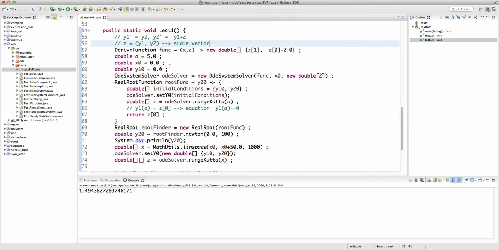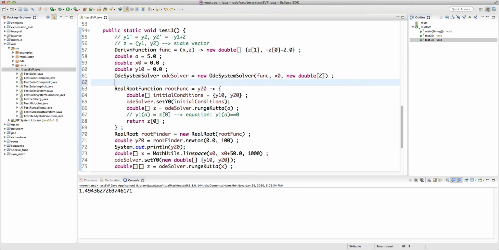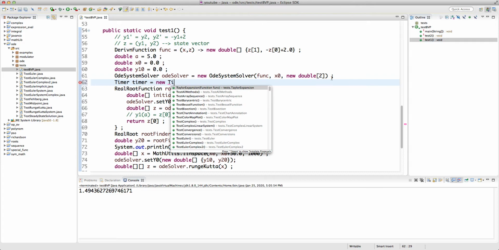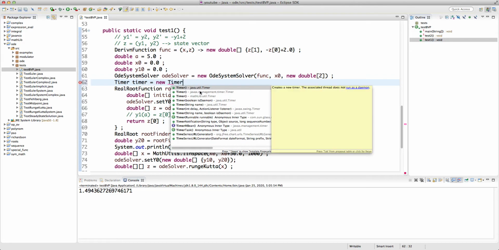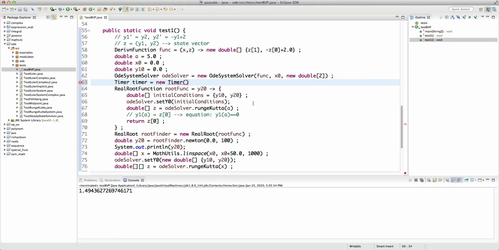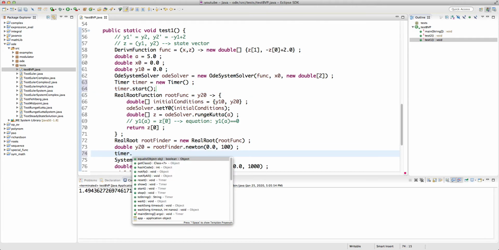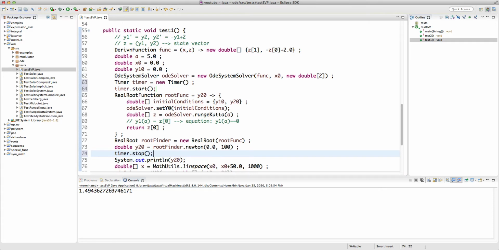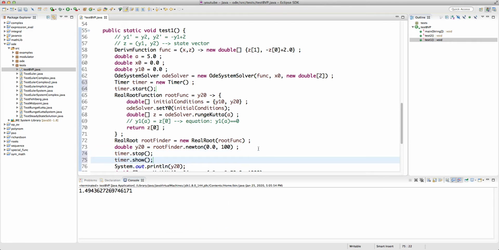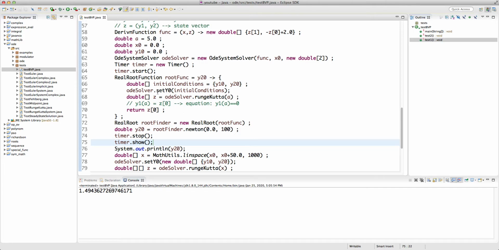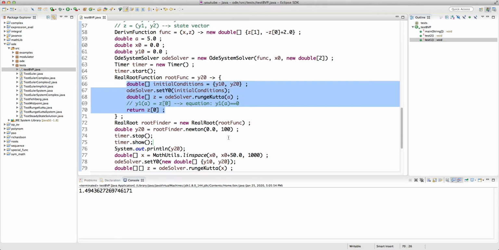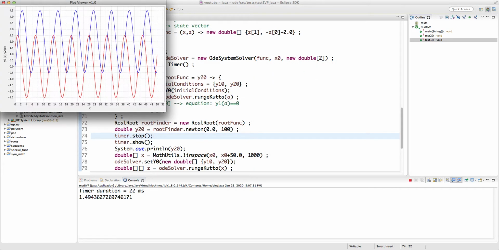All right, now I'm going to time this. So from here, let's create a new timer, and I'm going to use the timer from my mathlib library, mathlibutil.timer, timer.start, and let's see how long it takes until we solve the timer.stop and timer.show. So we're going to see how long it takes to just run ODE several times and find the y2 0. Takes 22 milliseconds, almost no time.